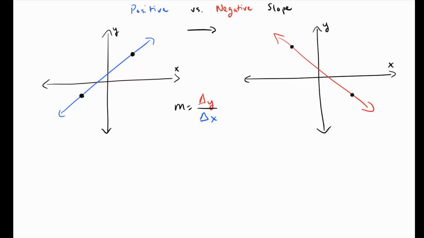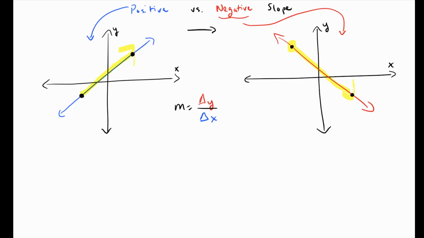But less formally, as we travel up this line here from one point to the other, as we go from the left to the right, you can see that we're clearly going up. So this would be a positive slope over here. And in the second example, you can see as we travel from the point on the left to the point on the right, we're clearly going down. So that would be the negative slope.